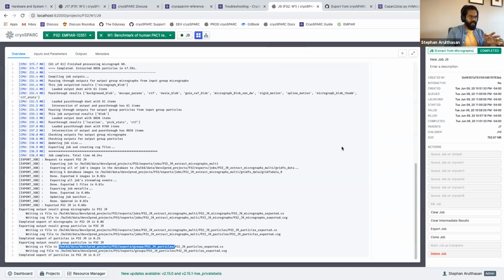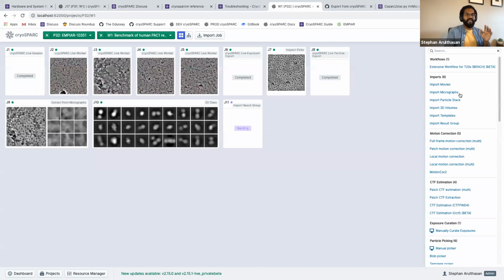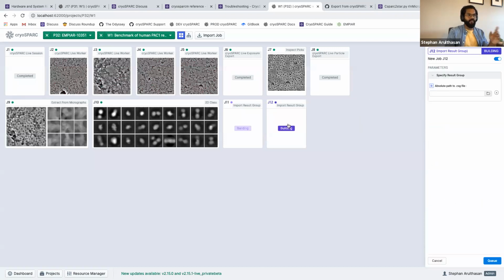But the only difference now is that since I'm not importing a job or a project, we're going to use the import result group job to actually import the result group that is copied onto our system. And you would present the CSG file. So the CSG file would be found in the actual folder. And that is just a reference to all the different data inside the actual folder, like the CS file and the particles or anything else that has been brought along.